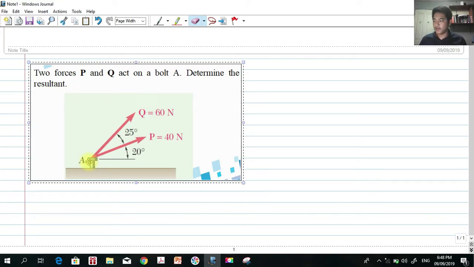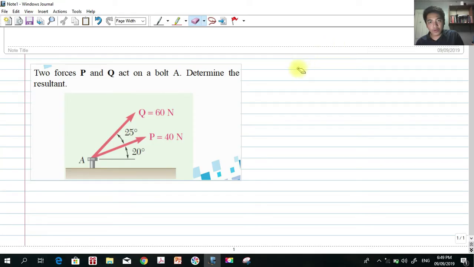Determine the resultant. The resultant is found by the following solution. We can use the triangle rule, the parallelogram law, or resolving these two forces into components, then getting the summation of forces along x and the summation of forces along y. But let's try to use our concept of trigonometry in order to solve this problem. I'll try my best to have a good drawing.